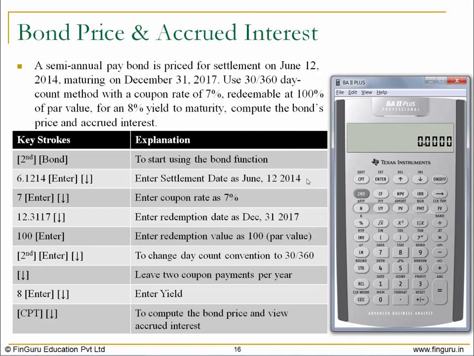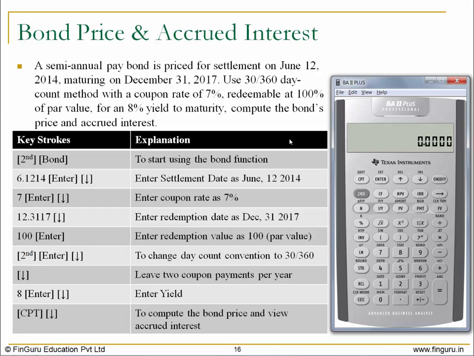Now we move on to the next section of the presentation, where we are going to try and calculate the bond price and accrued interest. So we have a question here. A semi-annual pay bond is priced for settlement on June 12, 2014. It matures on 31st December 2017. The pricing used is a 30 by 360 day convention method with a coupon rate of 7%, redeemable at 100% of the par value for 8% yield to maturity. We need to compute the bond's price and accrued interest.